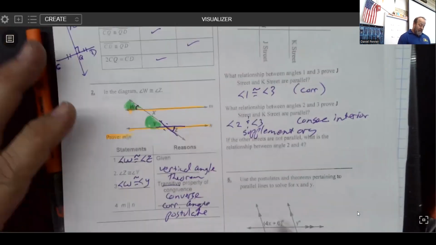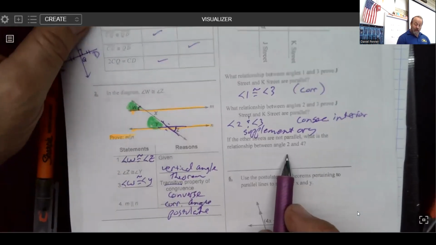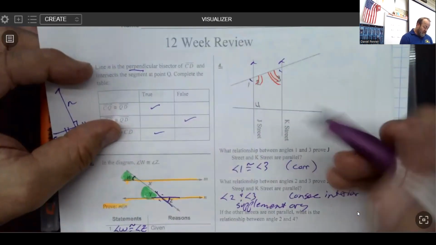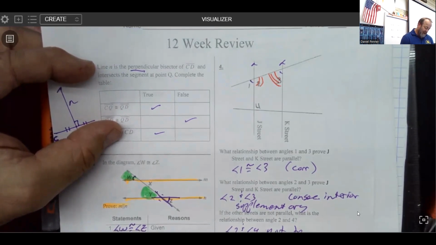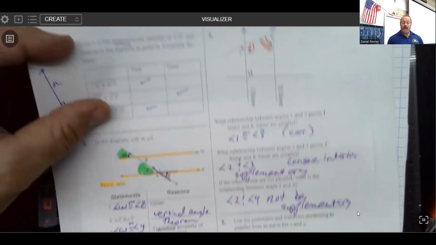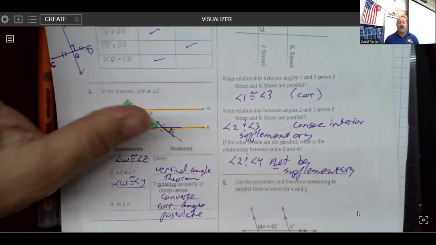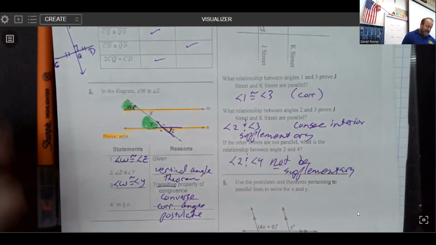Now, what would be true between 2 and 4 if the lines are not parallel? Well, 2 and 4 are also consecutive interior angles, so I would want angle 2 and angle 4 to not be supplementary. I would like them to add up to a value that is in fact not exactly 180 degrees. So even if it's 179 or 184, if they don't add up to perfectly 180, then those two lines would not be parallel. Okay.